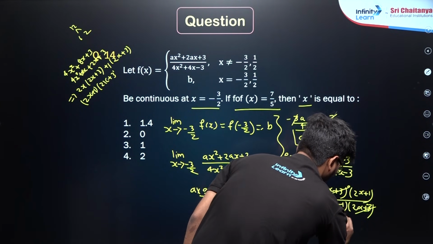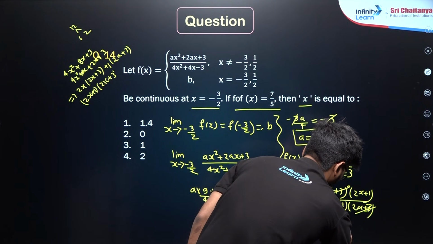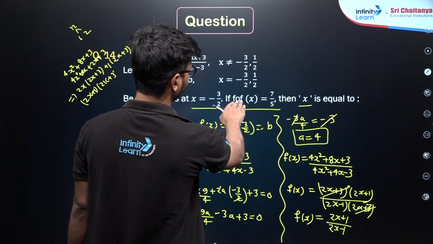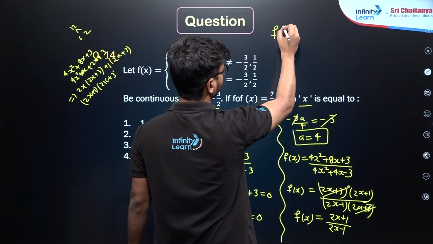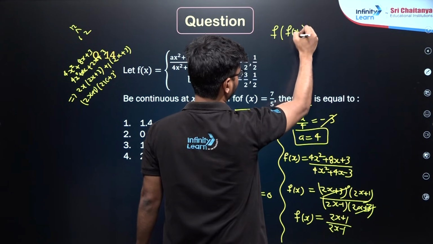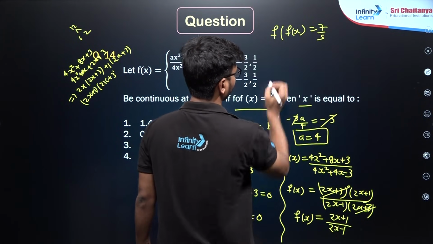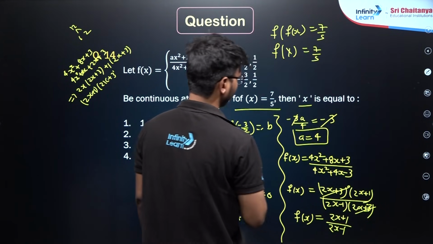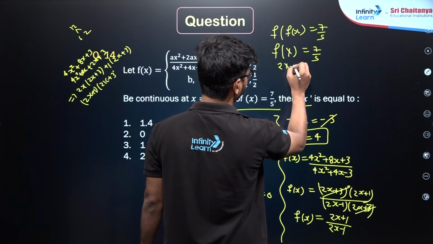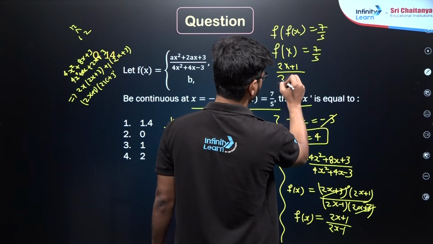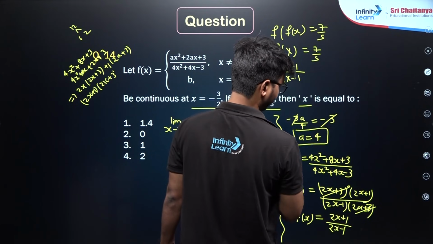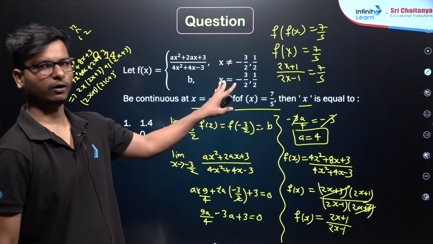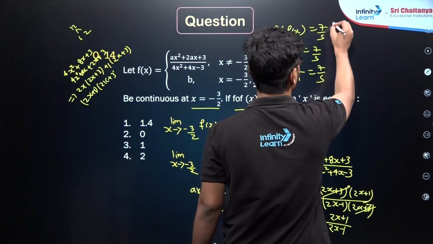to 2x plus 1 upon 2x minus 1, correct? So we want to find the value of x where f of x is given as 7 by 5. So I am going to write f of x equals 7 by 5. So it will be 2 times x plus 1 upon 2 times x minus 1 is equal to 7 by 5.